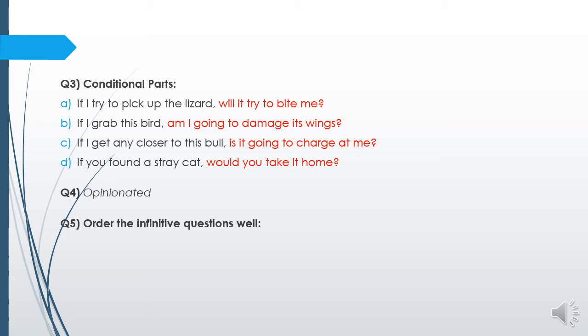Question 5, we have to order the infinitive questions as correctly as possible. So the first one is "to parents tell my and what." We need the question word what at the beginning and then to plus the infinitive verb. This one results in: what to tell my parents.